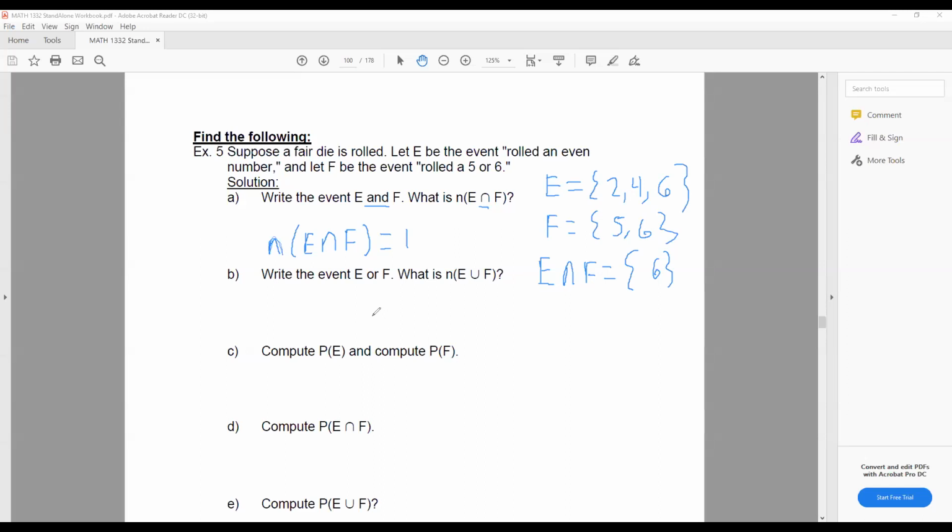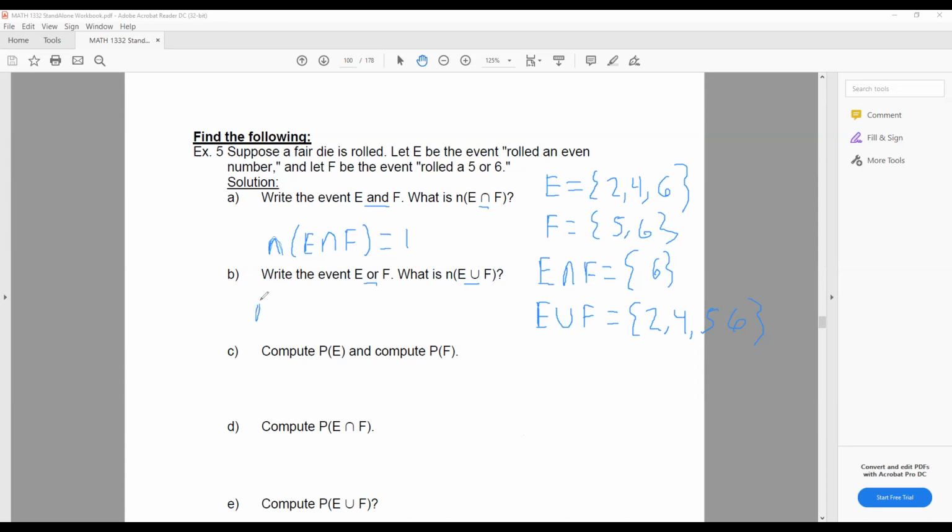Now part B says E or F, so that means union. That's where you combine the sets. So E union F, you combine all the elements in both sets into one set, but you do not repeat elements. So you'd have 2, 4, 5, 6. Right? 2, 4, 5, 6. Yep.